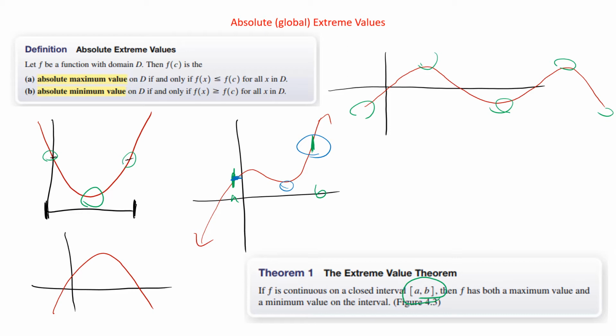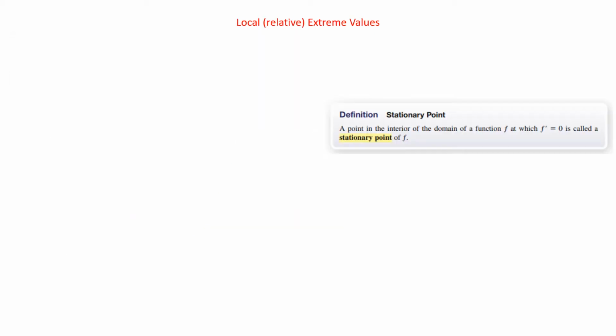So those are the absolute maximums and minimums. That's the global extreme values. Oh, I did not fade that in. So in a minute, we're going to talk about a stationary point. But we're looking at the local or relative extreme values now. Those are the relative maximums and minimums.